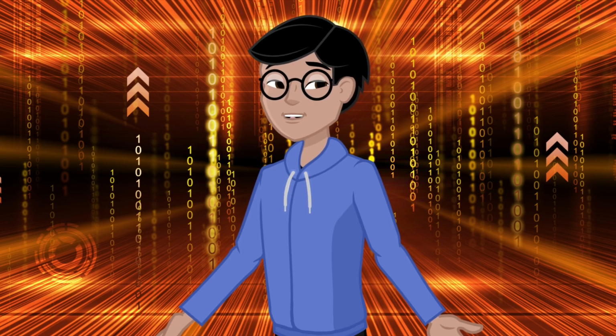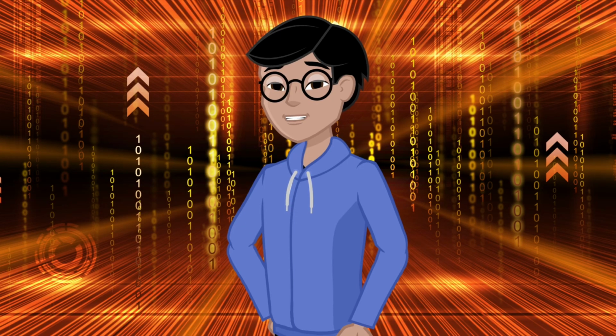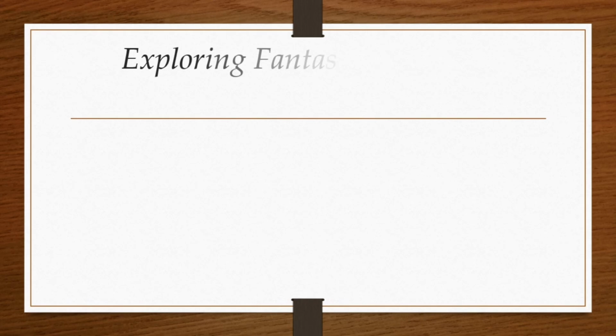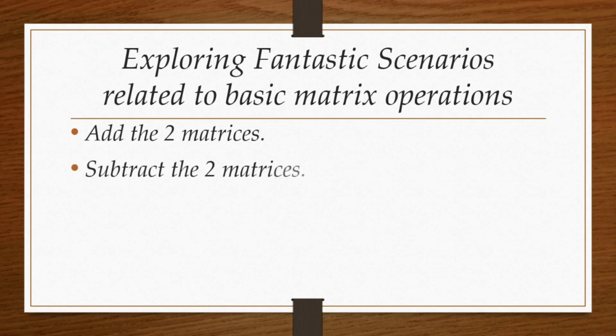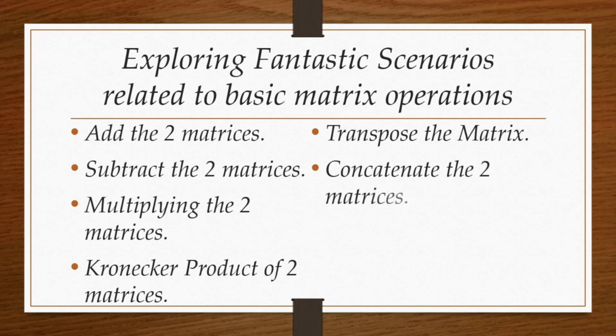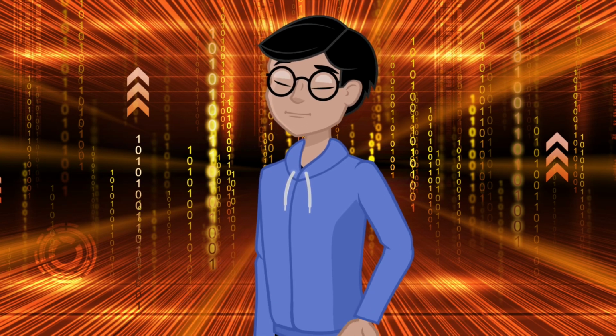Now, let's take things a step further and put that knowledge to the test by solving the fantastic scenarios related to basic matrix operations. Exploring fantastic scenarios related to basic matrix operations. Add the two matrices. Subtract the two matrices. Multiply the two matrices. Kronecker product of two matrices. Transpose the matrix. Concatenate the two matrices. Interleaving the two matrices. Now let's take the time to solve these problems and demonstrate one by one by applying Java code.